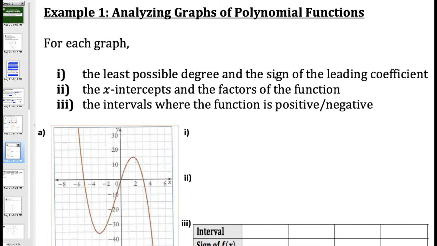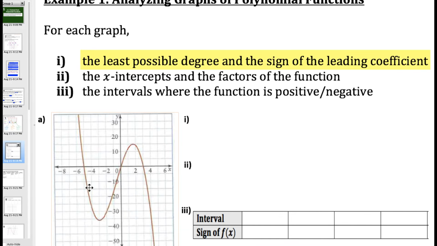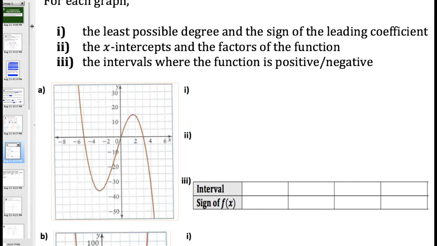So example 1, I'm going to give you the graph of a polynomial function, and you're going to tell me 3 things: least possible degree and the sign of the leading coefficient. We learned about that stuff in the first couple lessons of this unit, so it's a good throwback to that. Part 2 says what are the x-intercepts and the factors of the function. And part 3 says the intervals where the function is positive or negative. So part 2 and 3 are the new stuff for today. Let's do part 1 first for this function.